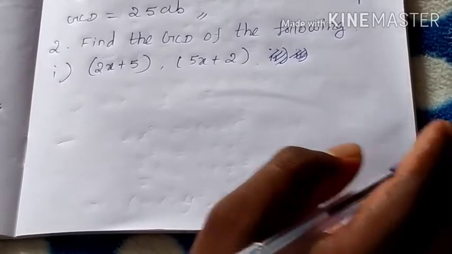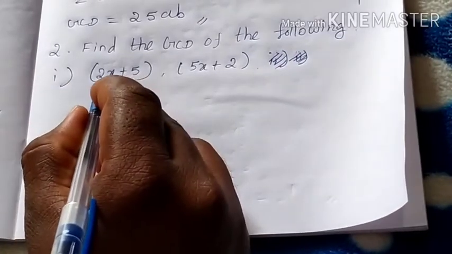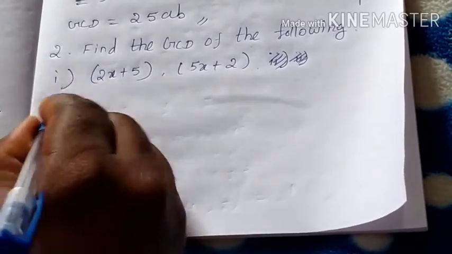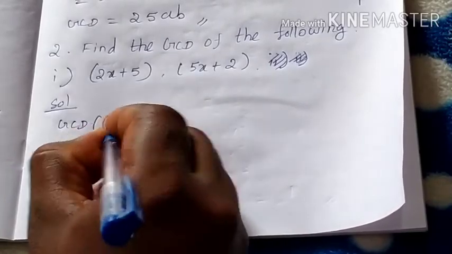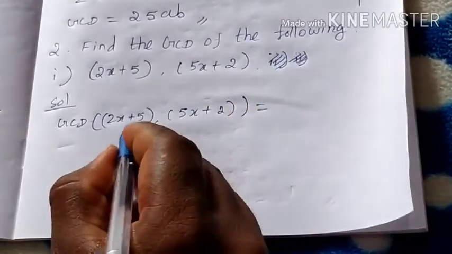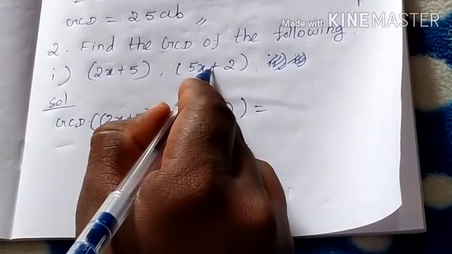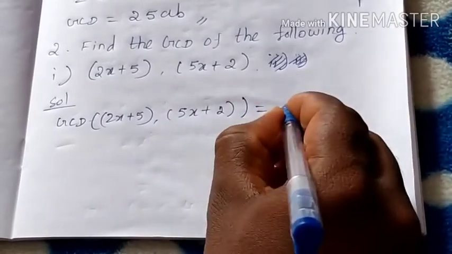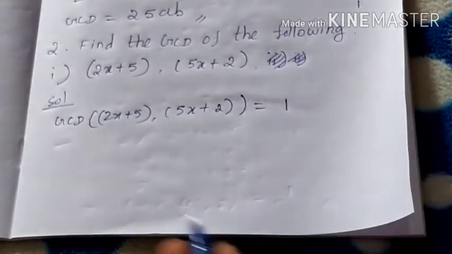Next, second question. Find the GCD of the following. First subdivision, the first factor 2x plus 5, second factor 5x plus 2. The solution: GCD of 2x plus 5 and 5x plus 2 equals, compare both the factors. No common terms exist. Therefore the GCD of these two factors is 1, because 1 is the common factor of all the terms. That's all the answer of the first question.